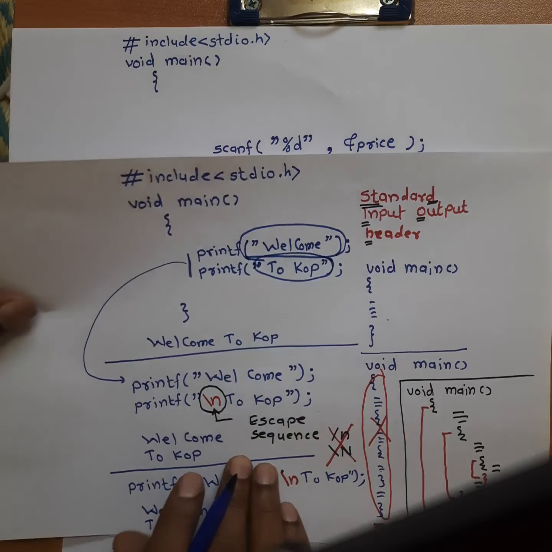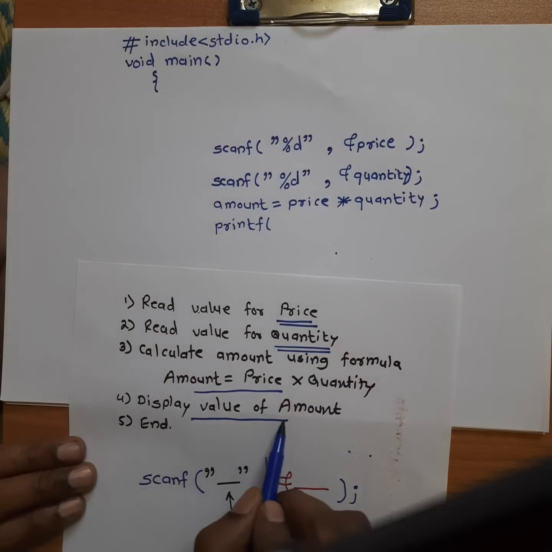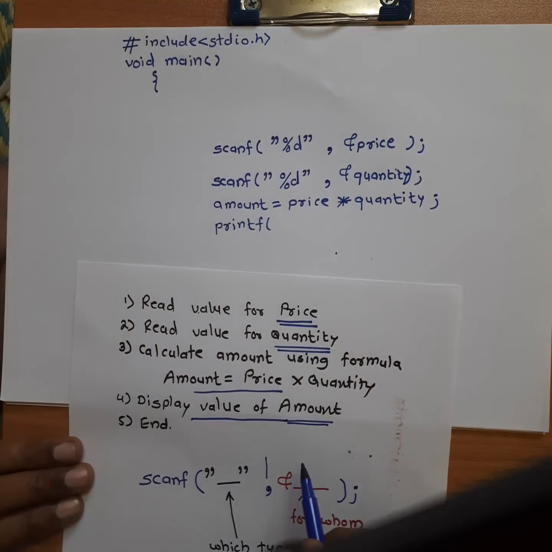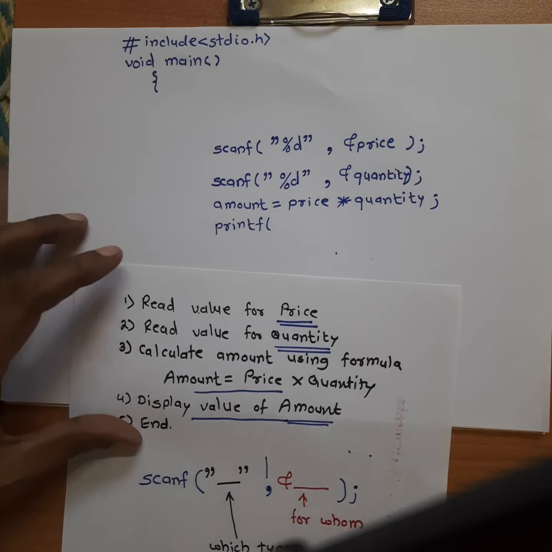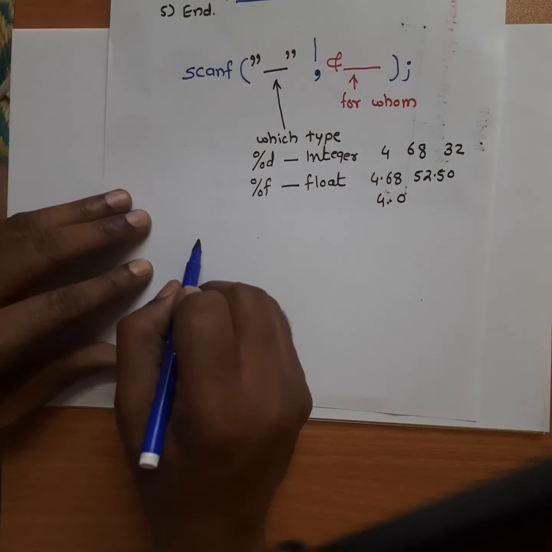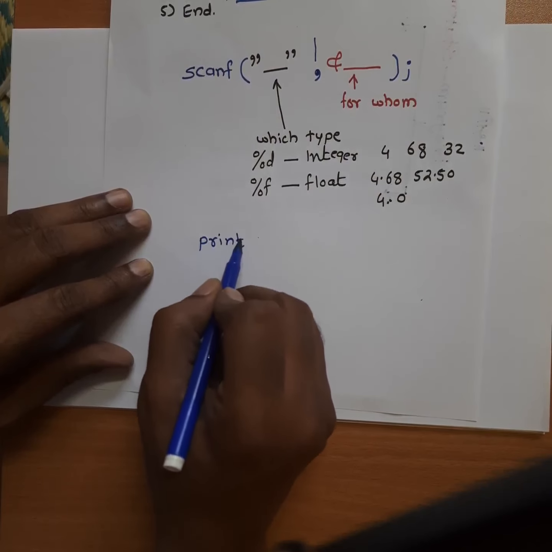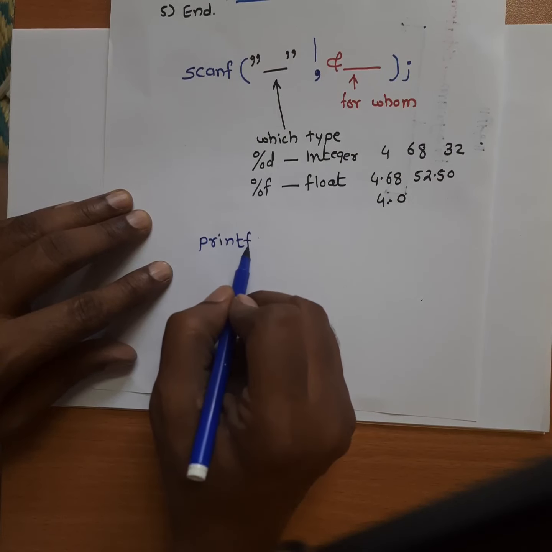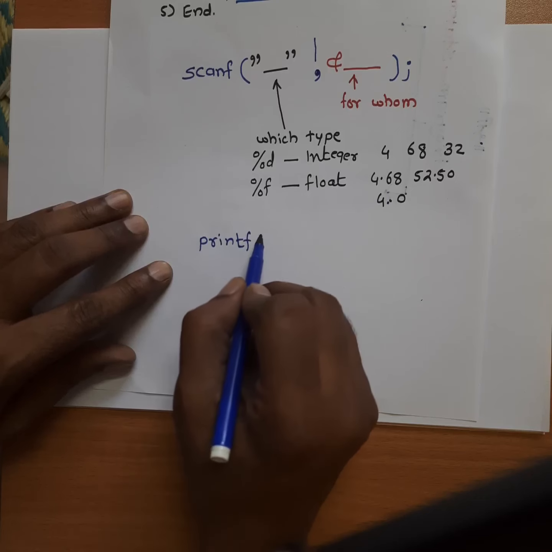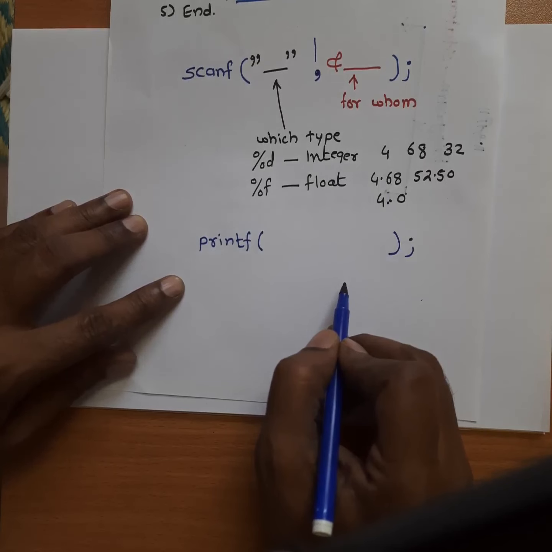So this is called as we are displaying a message. But we don't want to display the message, we want to display the value which is present in amount. So now here we take help of a second type of our output statement. In the previous example we used the printf statement, and whatever information we want to display, we put it into double quotes. Now we don't want to display the message, we want to display the value.